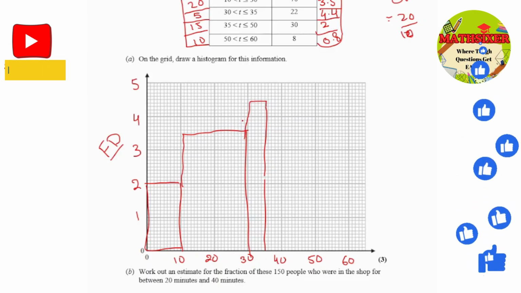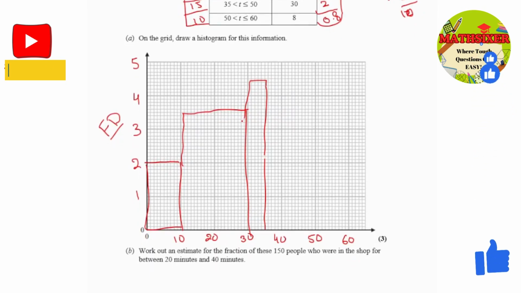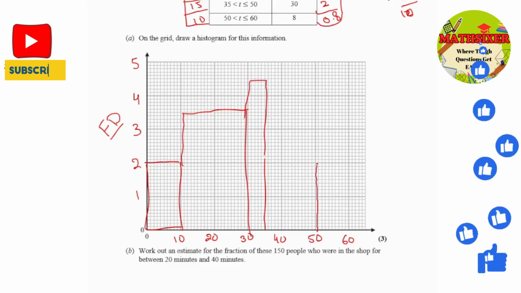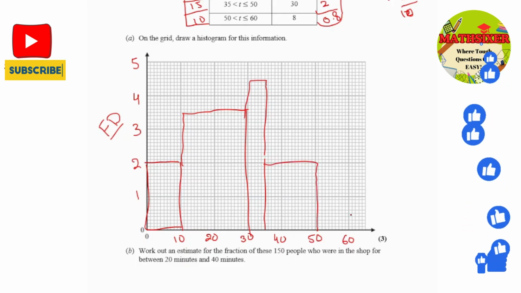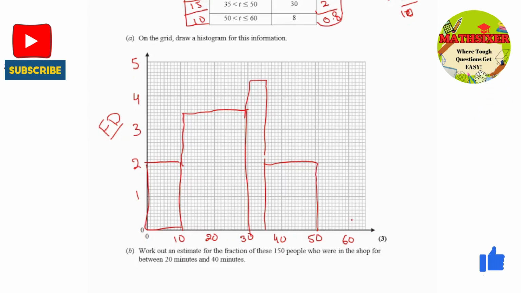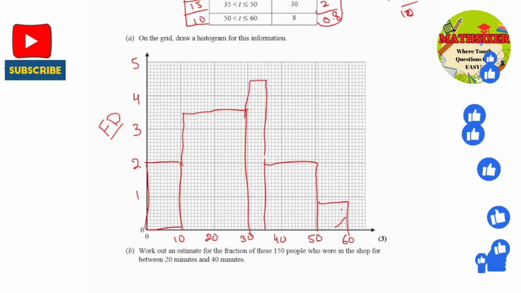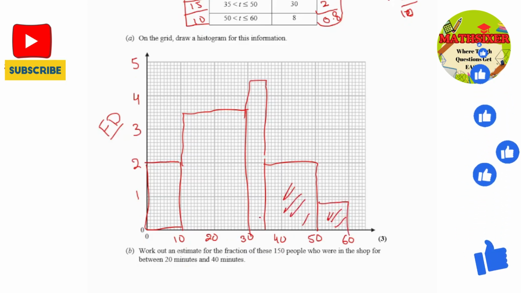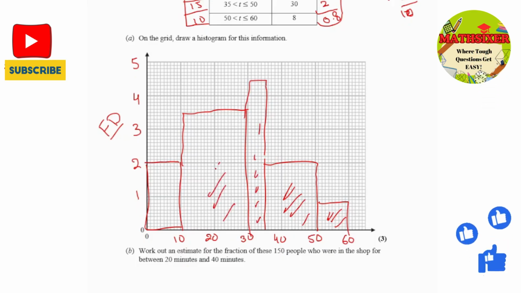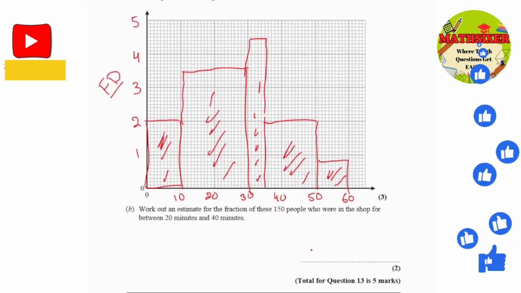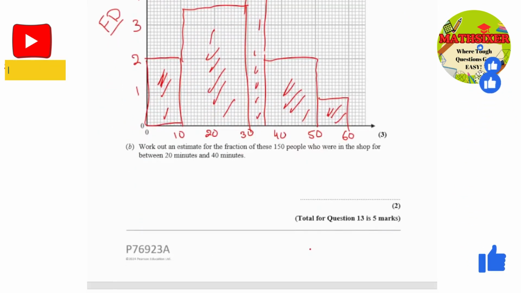Okay, and the next one we have 35 to 50 is 2, and we're going to sketch our histogram like this. And 50 to 60 is just 0.8. So this is our histogram. Okay, if you want you can highlight the bars. And this is simple. How many marks? It is a 2-mark or 3-mark question.